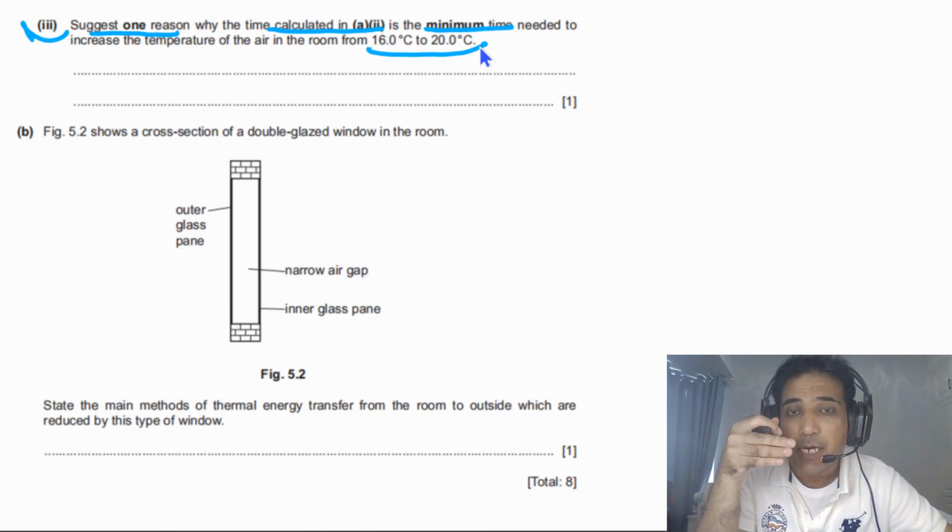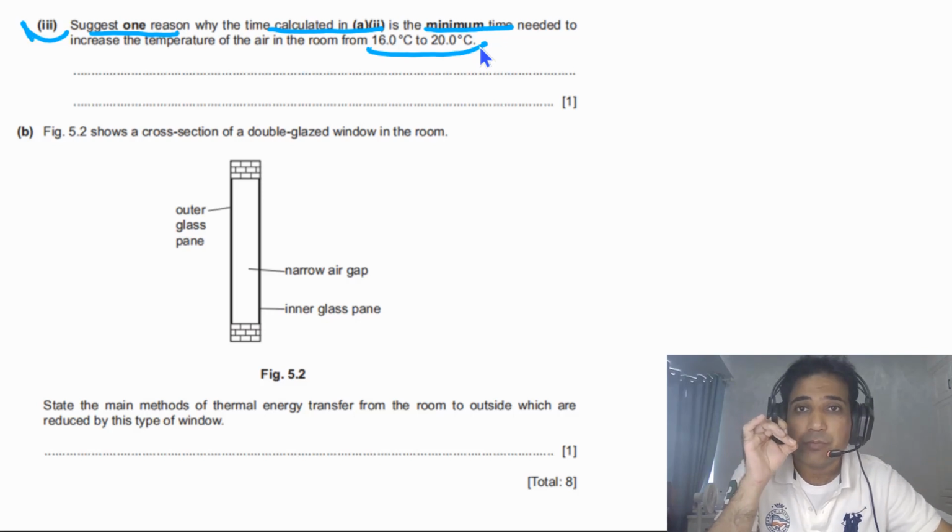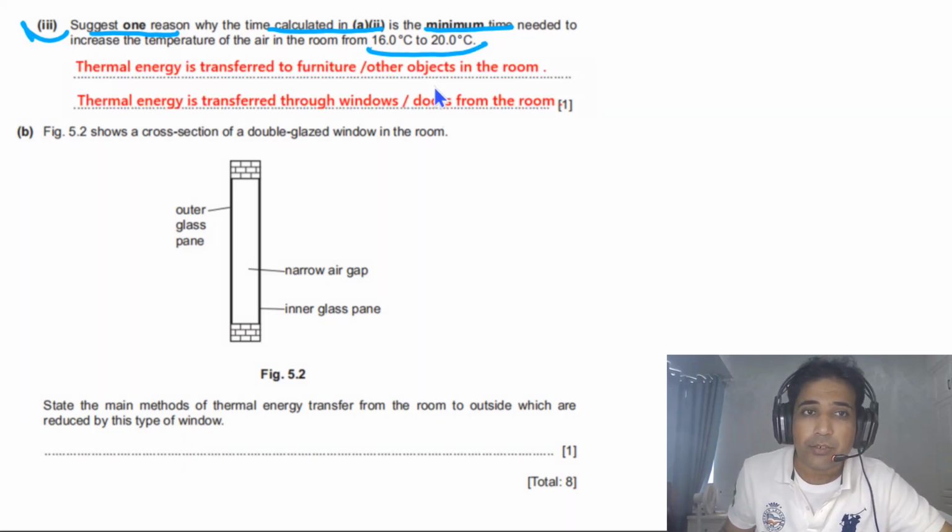And some energy has been lost through windows, through doors. We haven't considered those things. So that's the reason this is the minimum time. But practically time will be longer than time calculated in part A2. So these things we need to understand. So let me show you the answer, or you can write down your answer. In your answer you can mention these points.